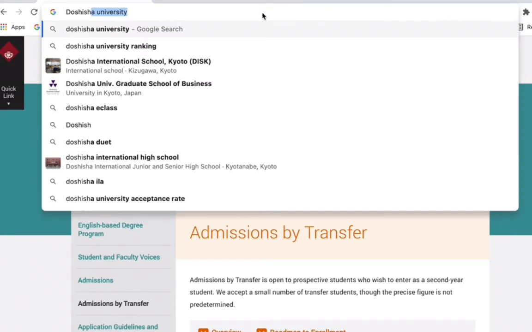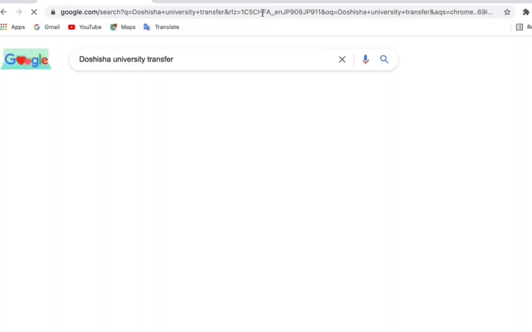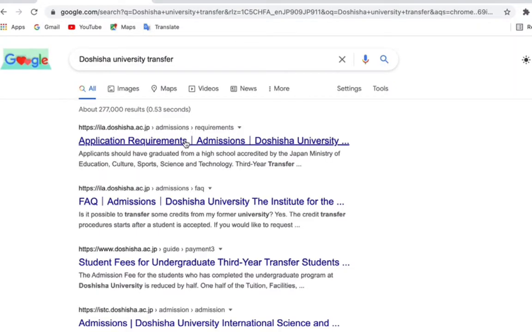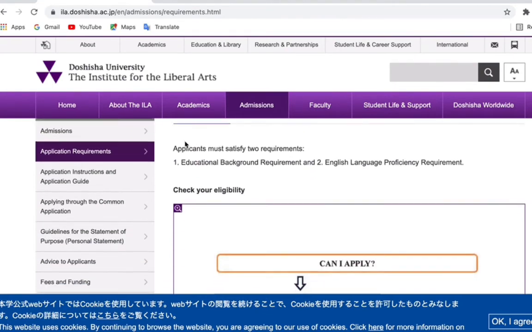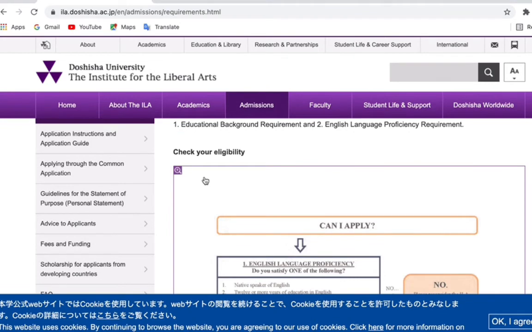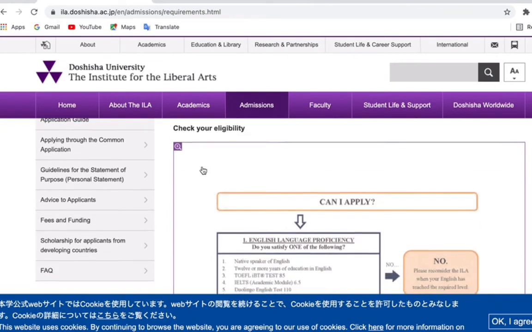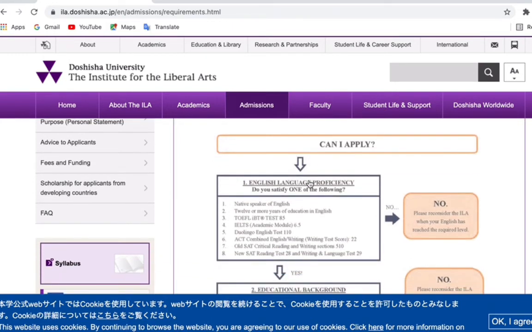Shisha University, and you know our keyword already, transfer. So let's see. They have an eligibility check, so you can check your eligibility. Let's go through this. So first of all, can I apply? The very first thing is English language proficiency. If you satisfy one of these requirements, then you can proceed to the next. If not, you fall here.